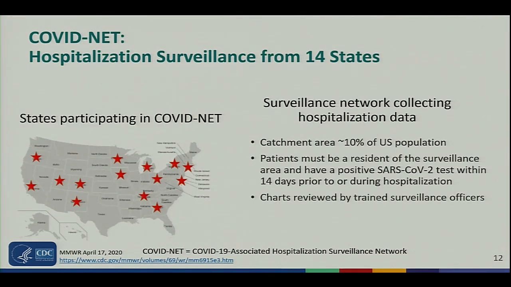The COVID-19 Associated Hospitalization Surveillance Network, or COVID-NET, conducts population-based surveillance for laboratory-confirmed COVID-19 associated hospitalizations in select counties in 14 states. This covers approximately 10% of the US population. A patient must be a resident of the surveillance area and have a positive SARS-CoV-2 test within 14 days prior to or during hospitalization, and charts are reviewed by trained surveillance officers.